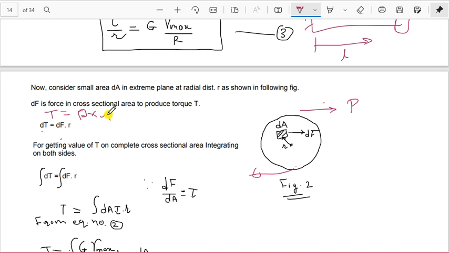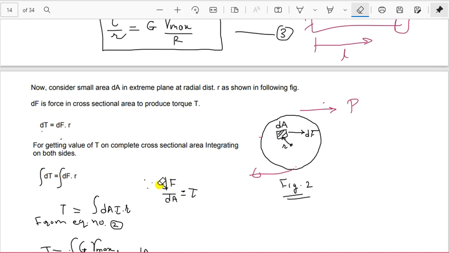And this, in case of just for a derivation, we are considering this equation. So right now you forget this. You know that force into distance is nothing but the torque. For getting a value of torque on this complete cross-sectional area, we will integrate this equation on both sides. What we will get is: integral dT is equal to integral dF into r.